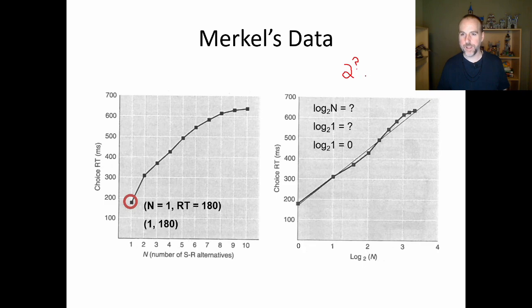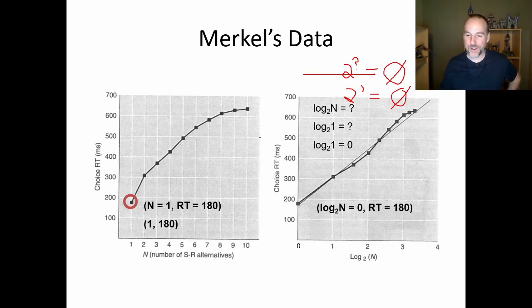To the power of what? Equals 0. So 2 to the power of what equals 1? And remember, that's kind of the weird one: it's 2 to the power of 0 equals 1. So in other words, log base 2 of 1 equals 0.